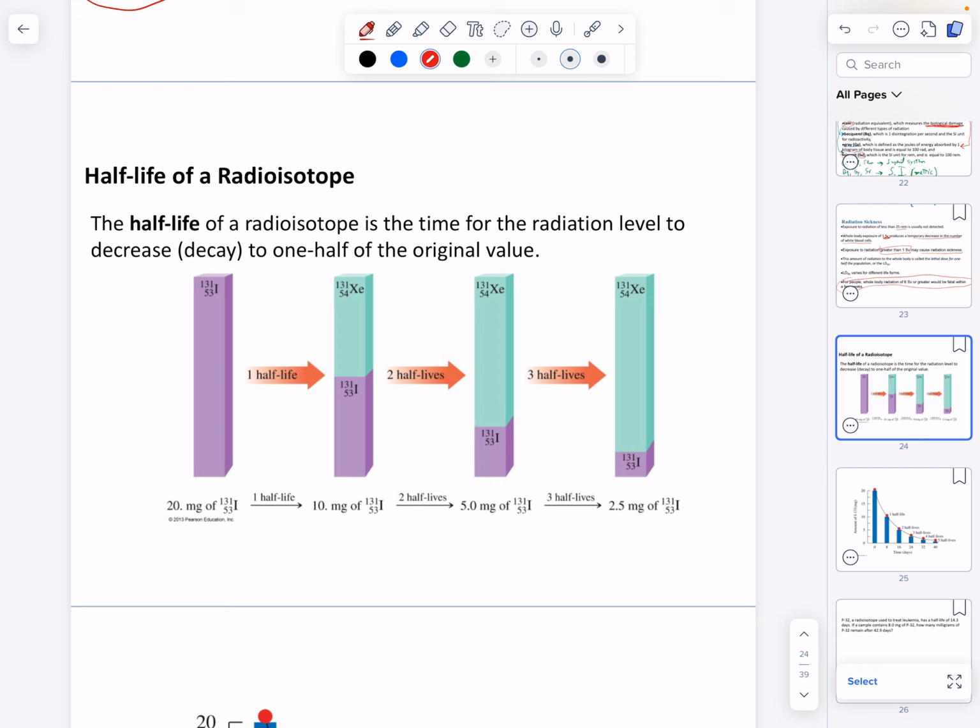Half-life means how much the element needs to lose half of its concentration, or half of its level. As you can see here, right now you have 20 milligrams of iodine. After one half-life, you are going to have half. After the second half-life, you are going to have the other half. After another half-life, you are going to have another half.